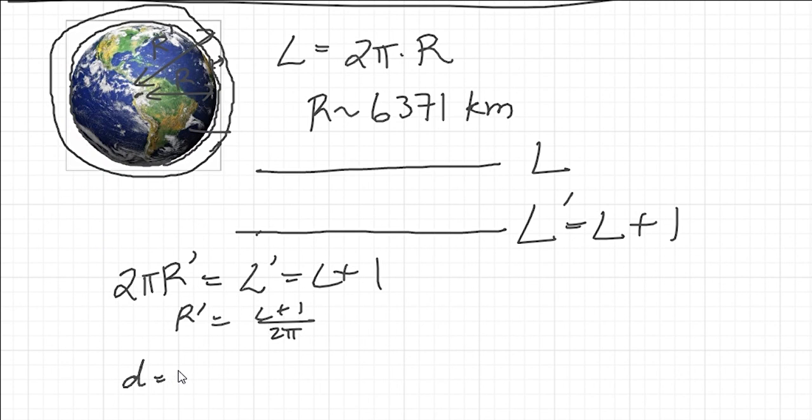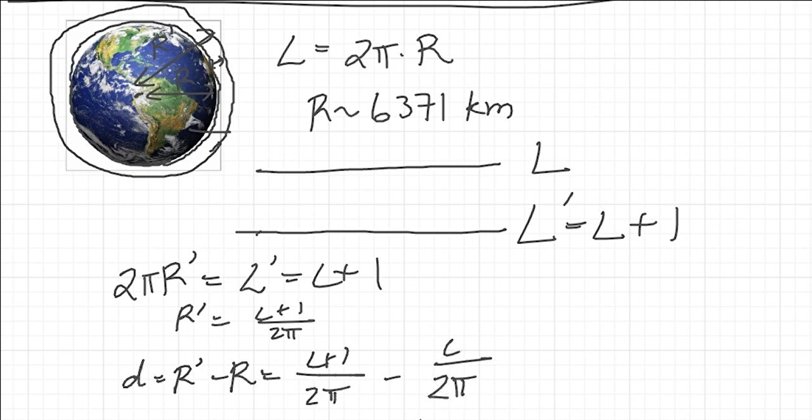And so this small distance is just going to be r prime minus r. So the distance d is r prime minus r, which is (L plus 1) over 2 pi minus L over 2 pi. But the L over 2 pi's cancel, and all we're left with is 1 over 2 pi. But this doesn't seem right, because 1 over 2 pi meters is still pretty big, right? That's approximately a sixth of a meter, and that's not a fraction of a millimeter. So, can you spot the mistake?